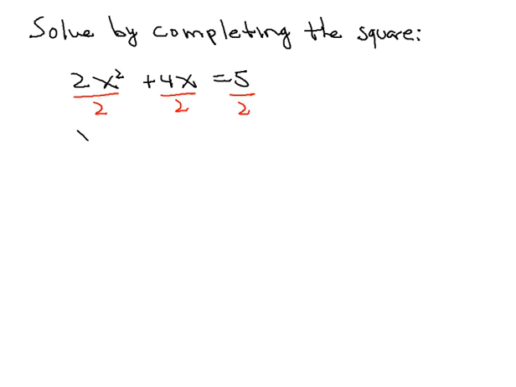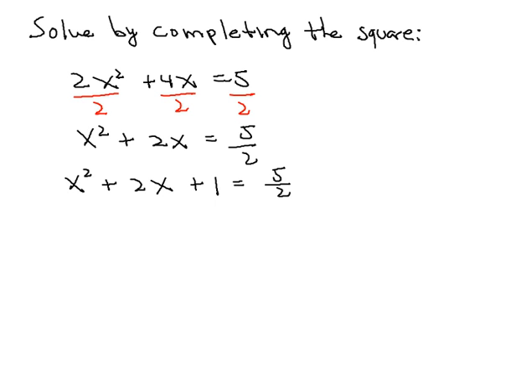So that will then give us on the left-hand side x squared plus 2x, and on the right-hand side 5 over 2. Now, to complete the square, we're going to take half the coefficient of the x term. And I think we can do this mentally now. Half the coefficient of 2 is 1. And if we square that, it will also be 1. So we'll add 1 to the right-hand side as well.